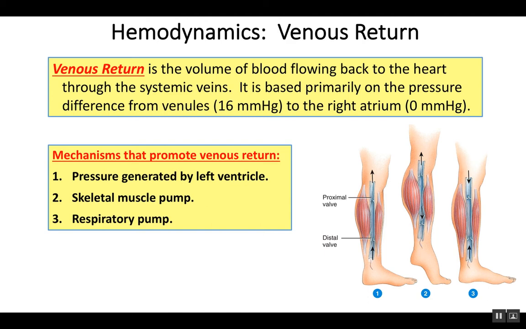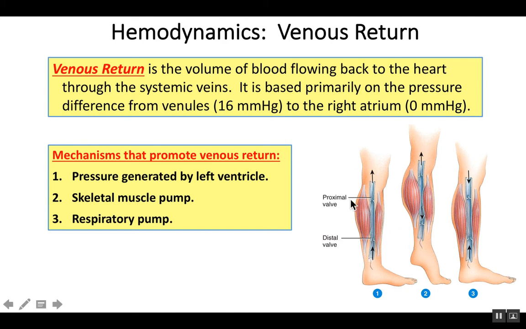But if your left ventricle is not pumping blood adequately and not producing enough pressure, that's going to mean this number's low. If this number gets low, it's going to be harder to get blood into that right atrium. So individuals with quote-unquote sick hearts, hearts that aren't producing enough pressure, can have improper venous return. Their blood will begin to pool in the veins, and that's not good. Another thing that helps venous return is what's called the skeletal muscle pump.